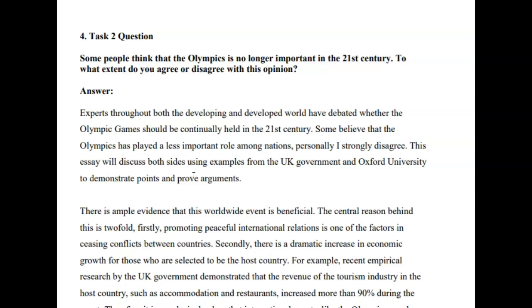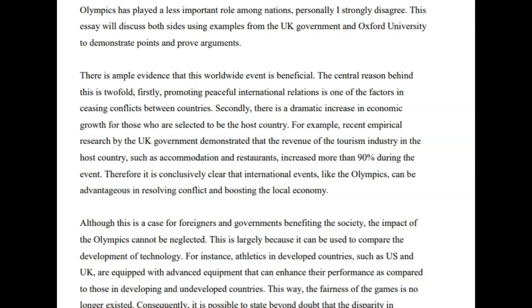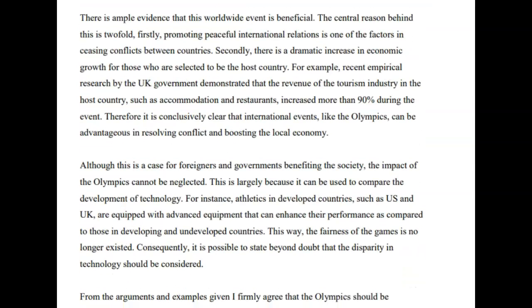All right. What would have made a little more sense is if you had said, "Some believe that the Olympics has played a less important role among nations. And while there is some truth to this, on the whole, I disagree." Then it makes sense to say that you're going to talk about both sides, because you're showing that there's validity to both, okay? And that's why you're going to analyze them both. Let's move on and see how you actually develop this.